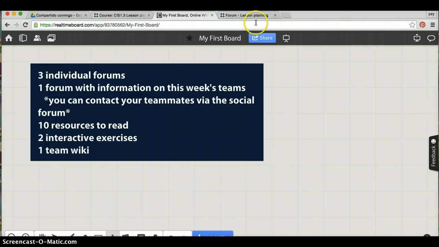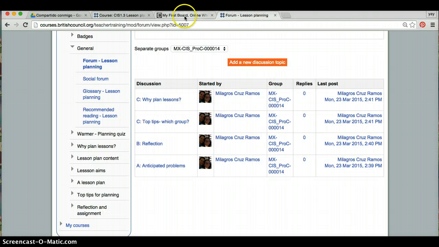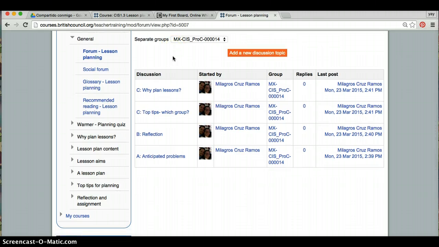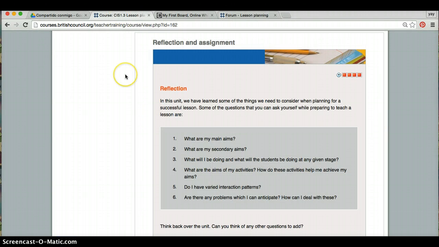All right. As we were saying, there are 4 forums this week. 3 of them are individual work: Forum A, Forum B, and Forum C. Actually, it should say D here. I'm going to correct that, I promise. And then this one, top tips, is the group forum that indicates who you're working with for these activities. Okay? Very good. So that's basically what we have to do for this unit.